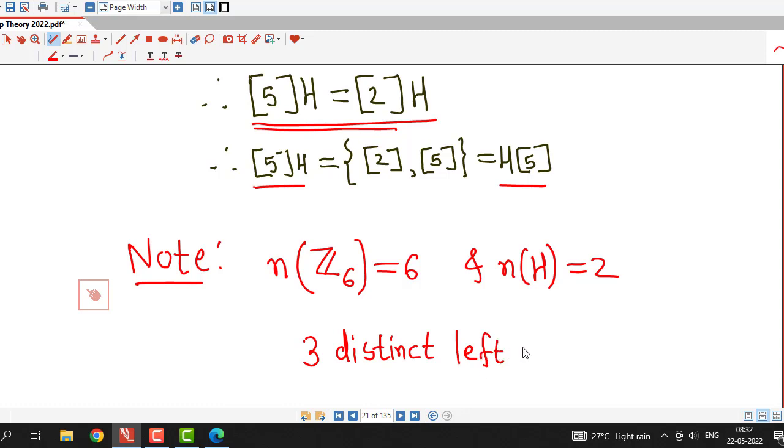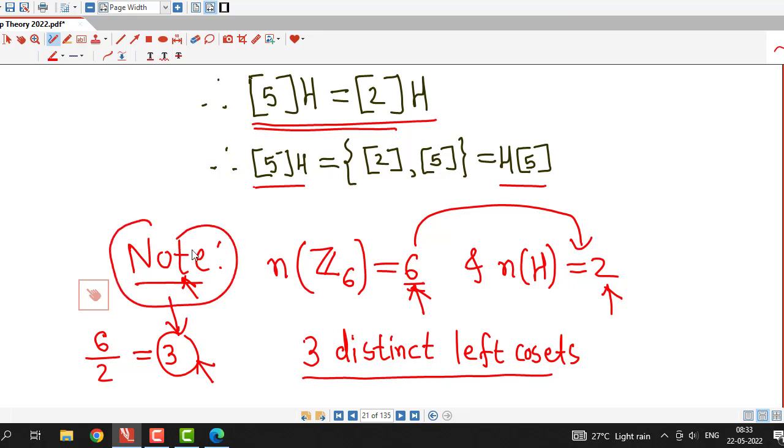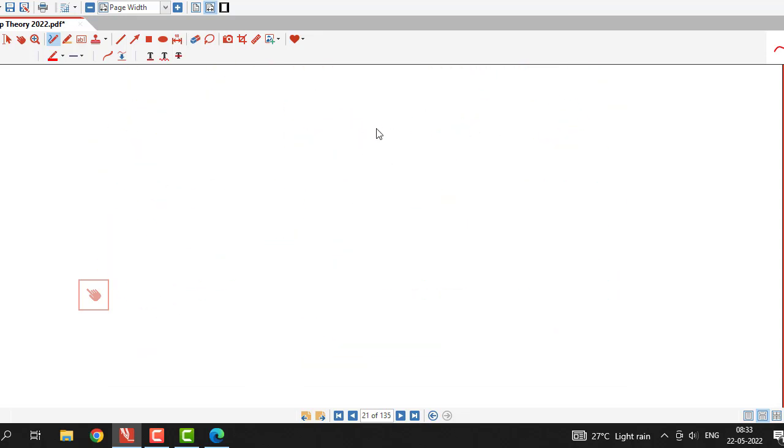We can see that if I divide this 6 by 2 I will obtain 3. So the number of distinct left cosets is nothing but the division of the order of the group by the order of the subgroup. If we divide the order of the group by the order of the subgroup, then we obtain the number of distinct left and right cosets. This is not only true for this particular example, but in general this is true. So we can make this type of remark.